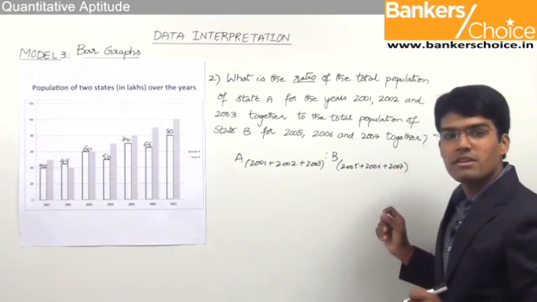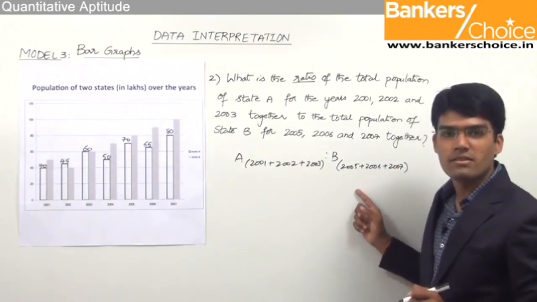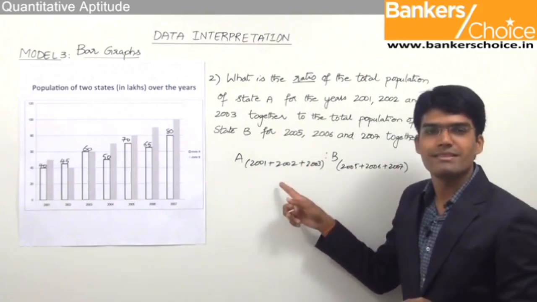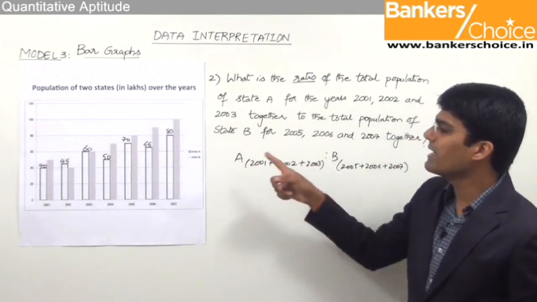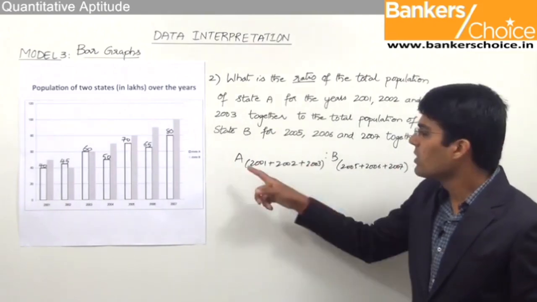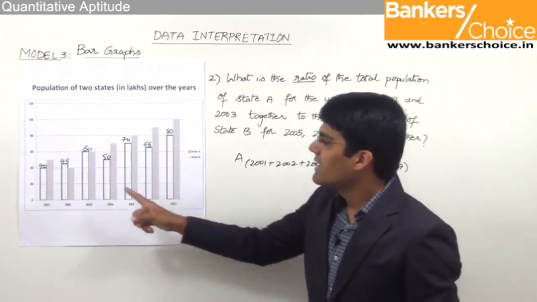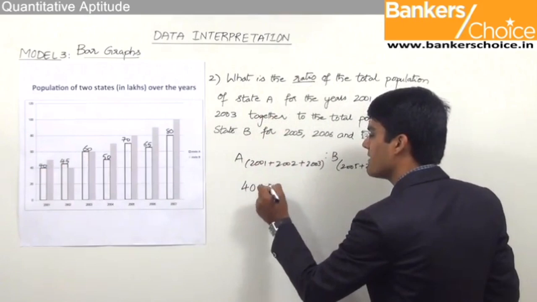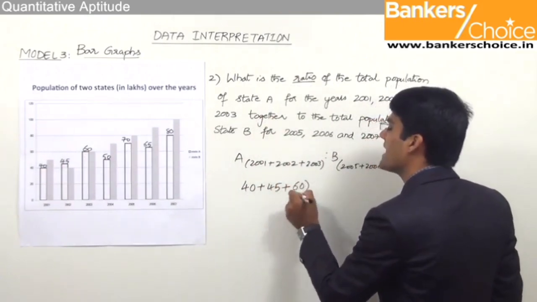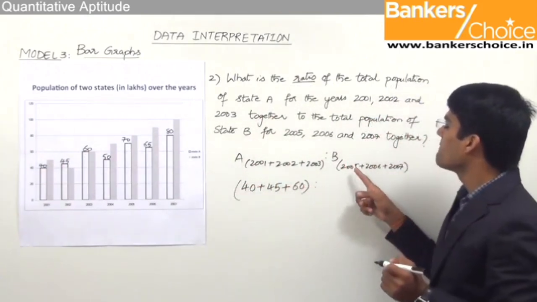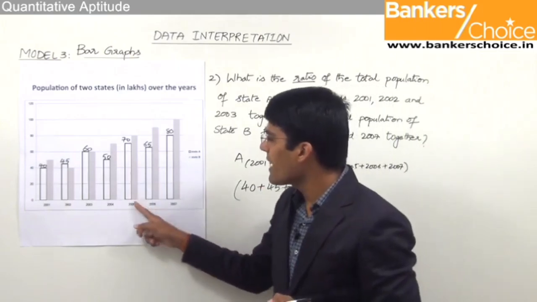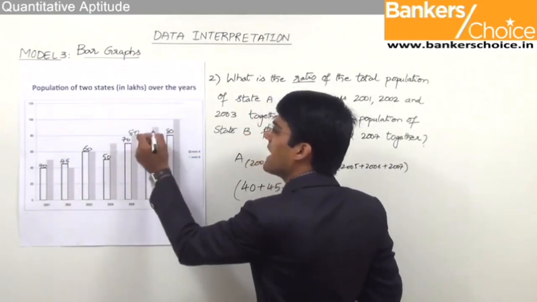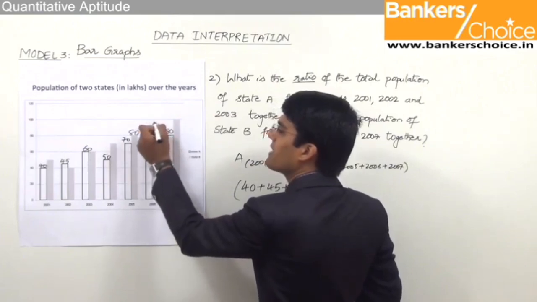As I've earlier mentioned many times, don't write this and waste your time. I am writing this only to explain the problem. Otherwise, when we solve the question, this step is not required. We can directly pick up the values and get the required answer. Now A in 2001, 2 and 3 is 40, 45 and 60. So the total will be 40 plus 45 plus 60 lakhs is to B in 5, 6 and 7. Now in 2005, B is equal to 80 lakhs. In 2006, B is exactly in the middle of 80 and 100. So it can be taken as 90.